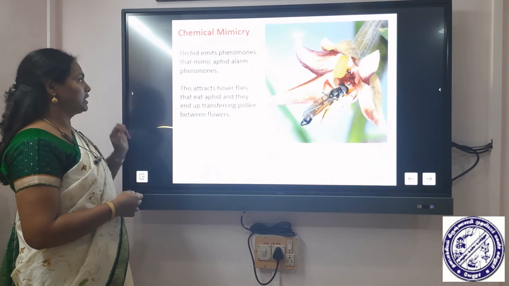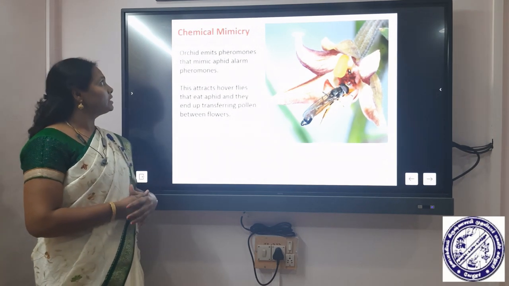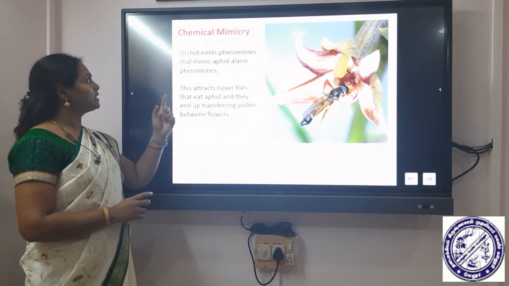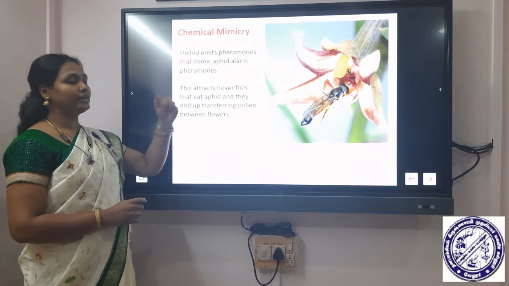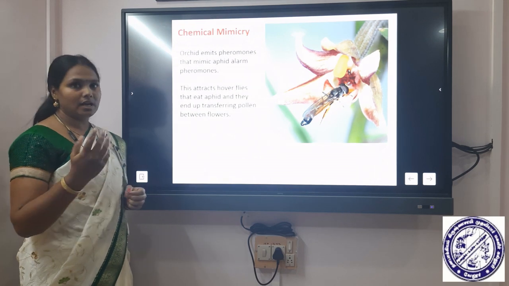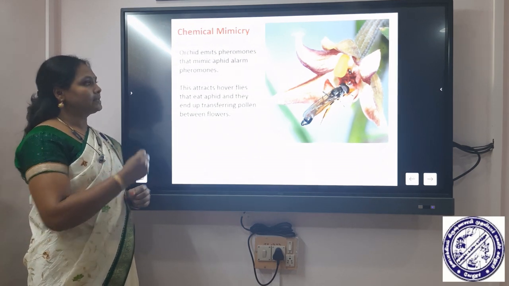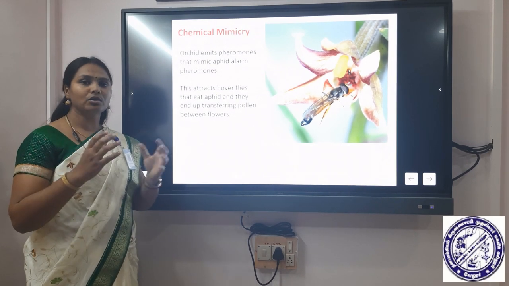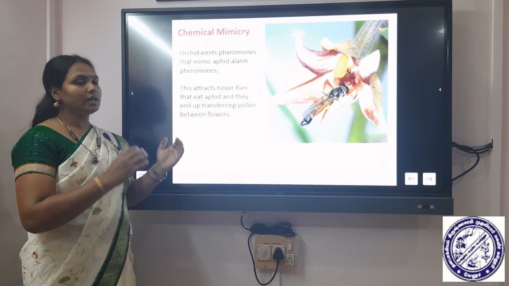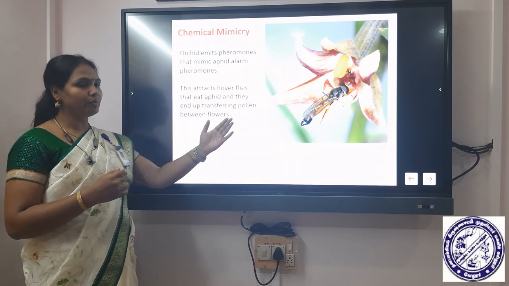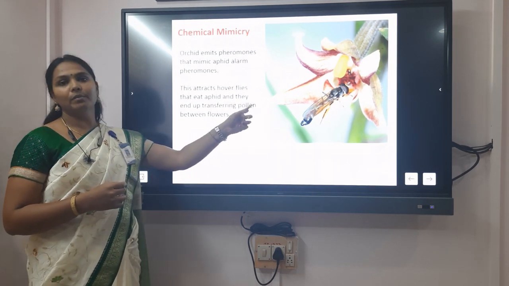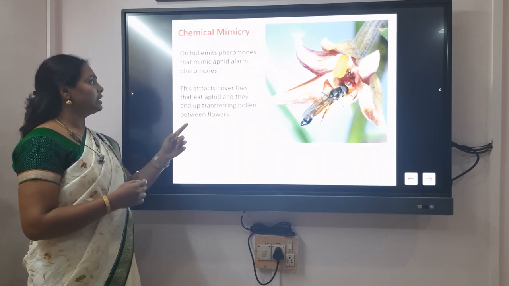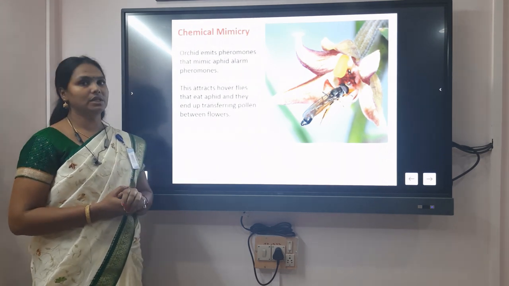example of chemical mimicry. The next example of chemical mimicry is an orchid plant or flower which emits pheromones that mimic the aphid alarm pheromones. So this will attract the hoverflies. Hoverflies will think that there is a mass of aphids. So it will come to eat the aphids, but it will be fooled because it is actually coming near the orchid flowers, and in turn it is transferring the pollen between the flowers.